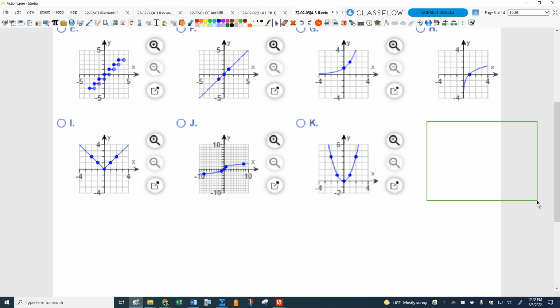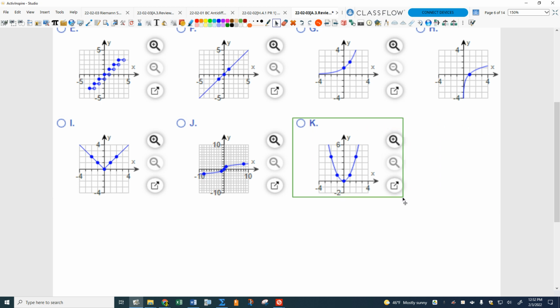So there's the parent graph for x squared.